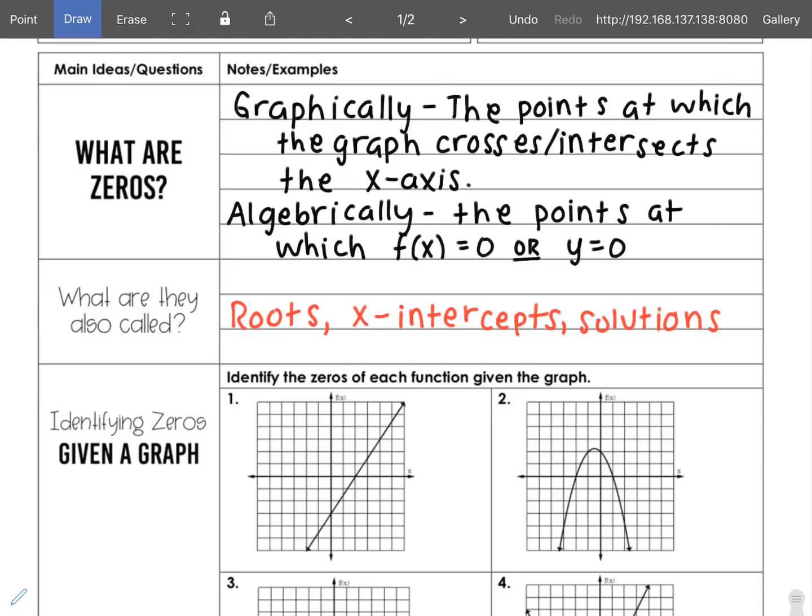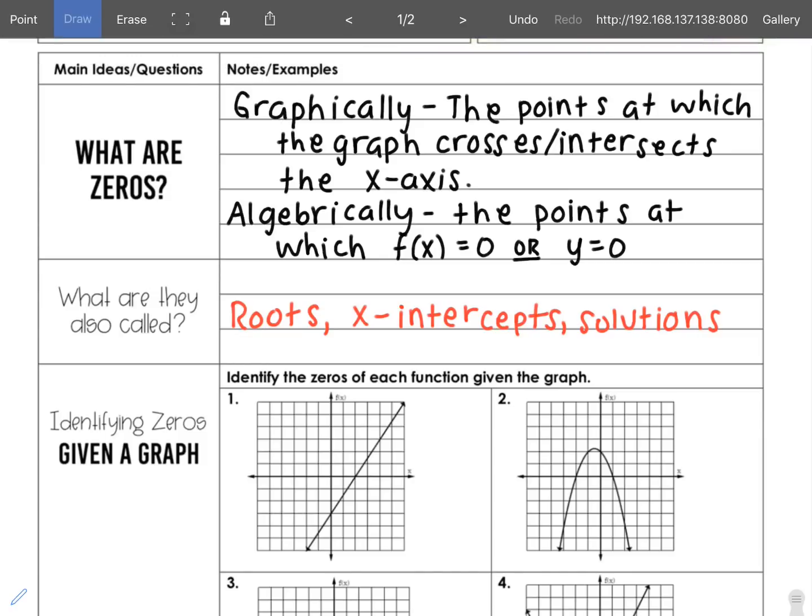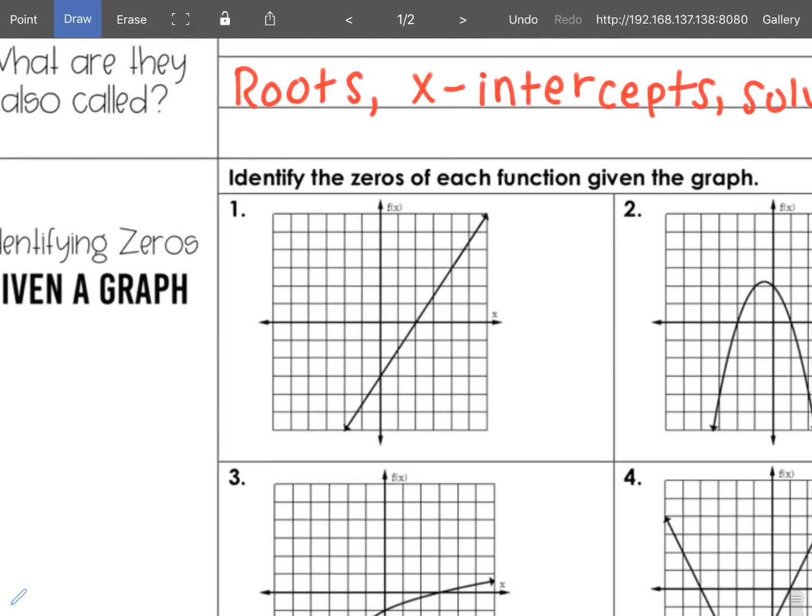So let's look at the graph first. We're going to identify the zeros by looking at a graph. That's the first thing we're going to do. So let's look at number 1 here. Where does it cross the x-axis? This is actually the exact same line on Desmos. It crosses this at 2. So our answer here is x equals 2. Wherever it crosses the x-axis, that's your answer. That's your zero of the function.